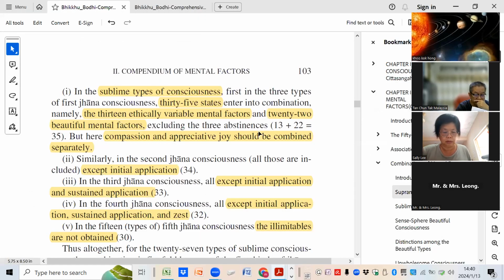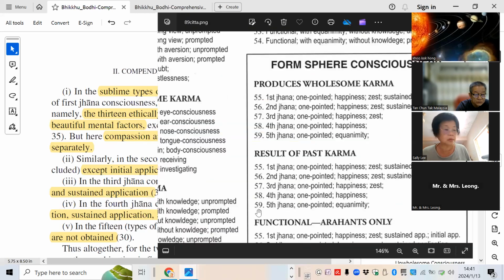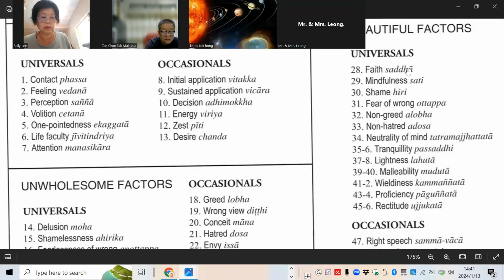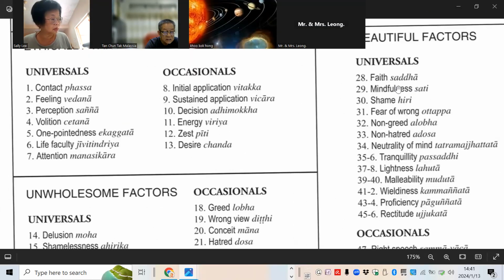Then it says there must be 22 beautiful mental factors, excluding the 3 abstinences. So we try to get the 22 mental factors. Let's take a look. Here is the mental factor. The beautiful factor here, how many do we get here? Sally, can you count for me here? How many here?